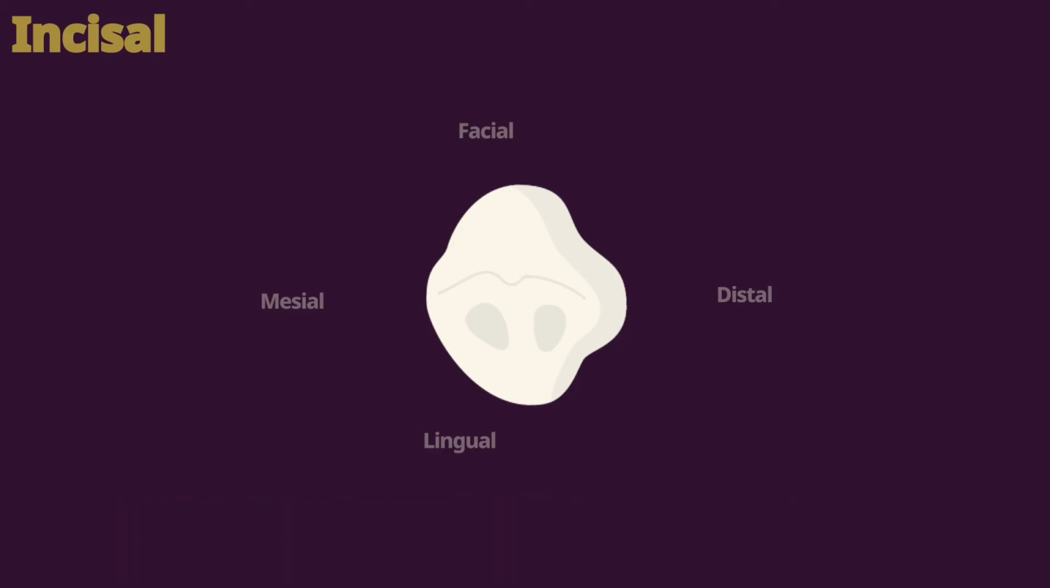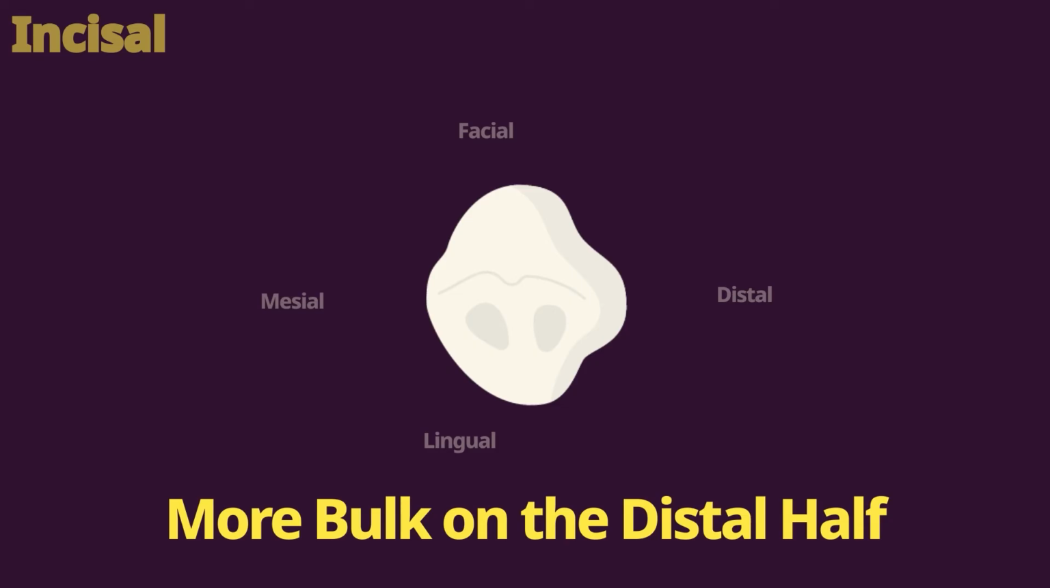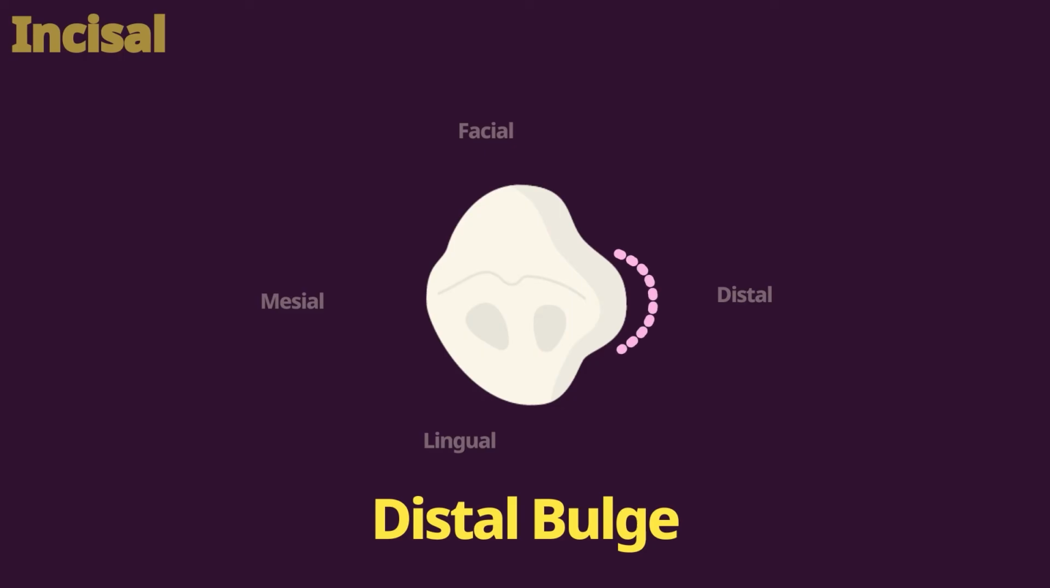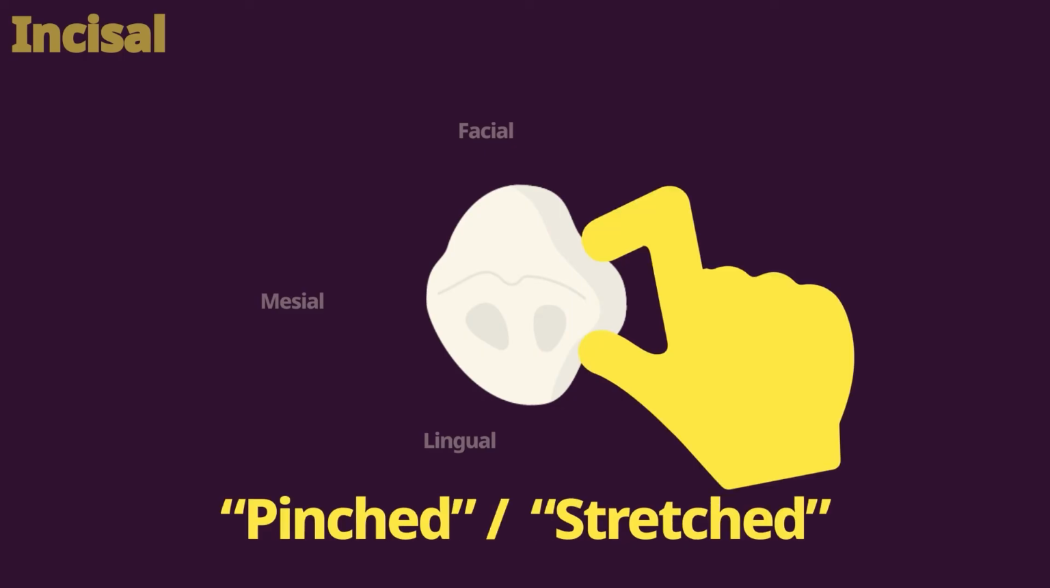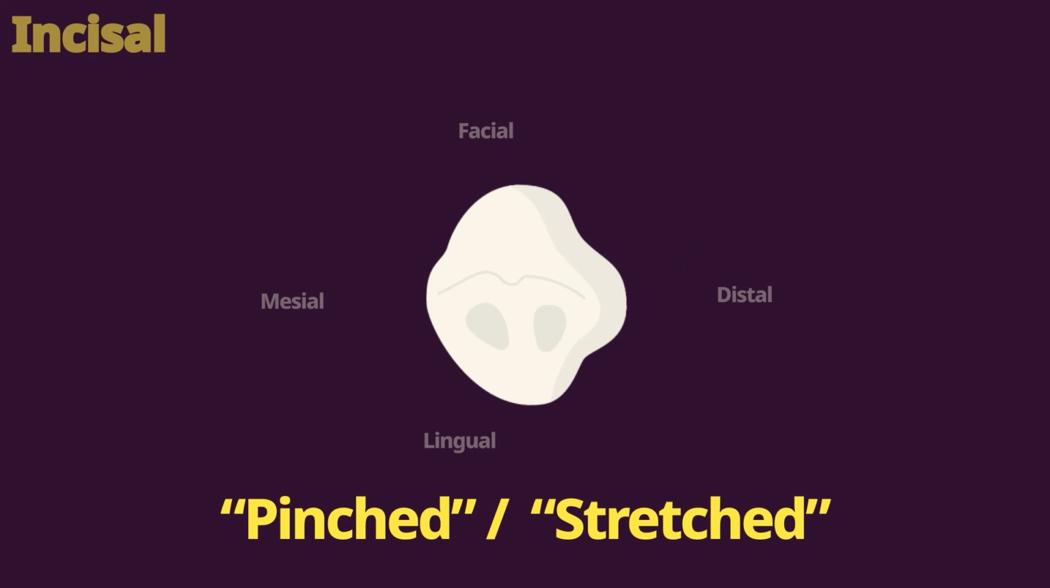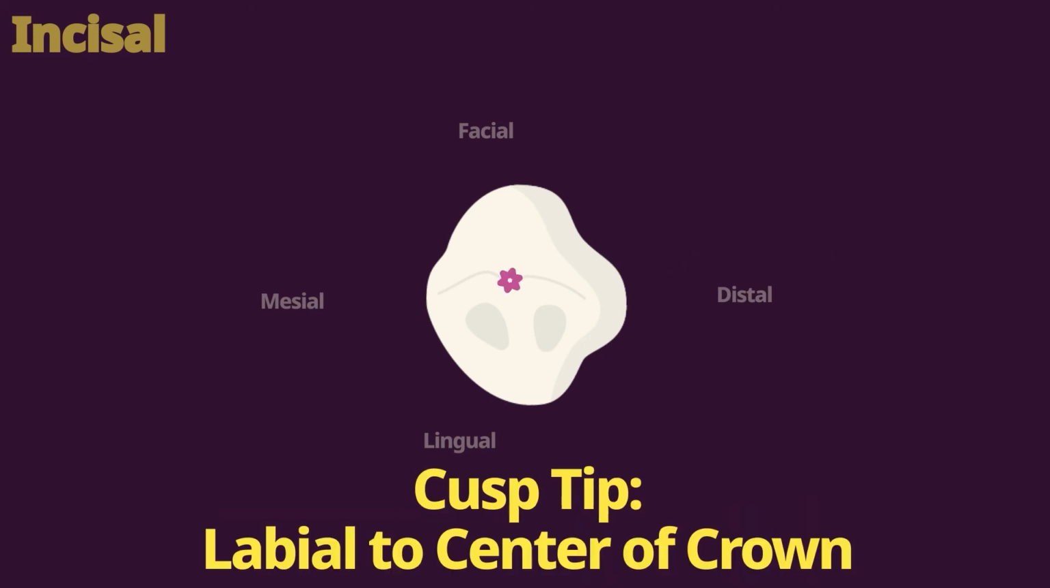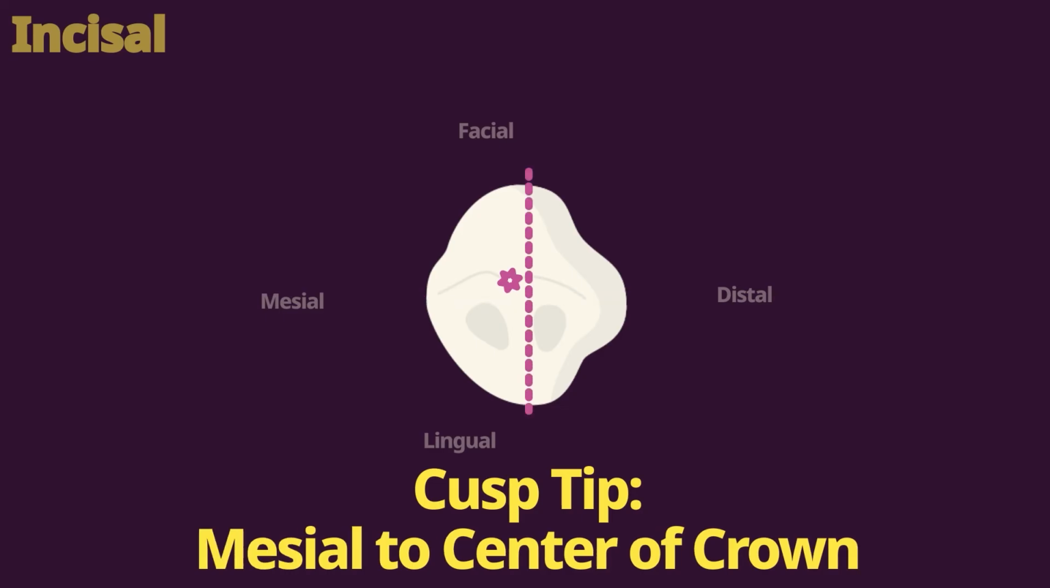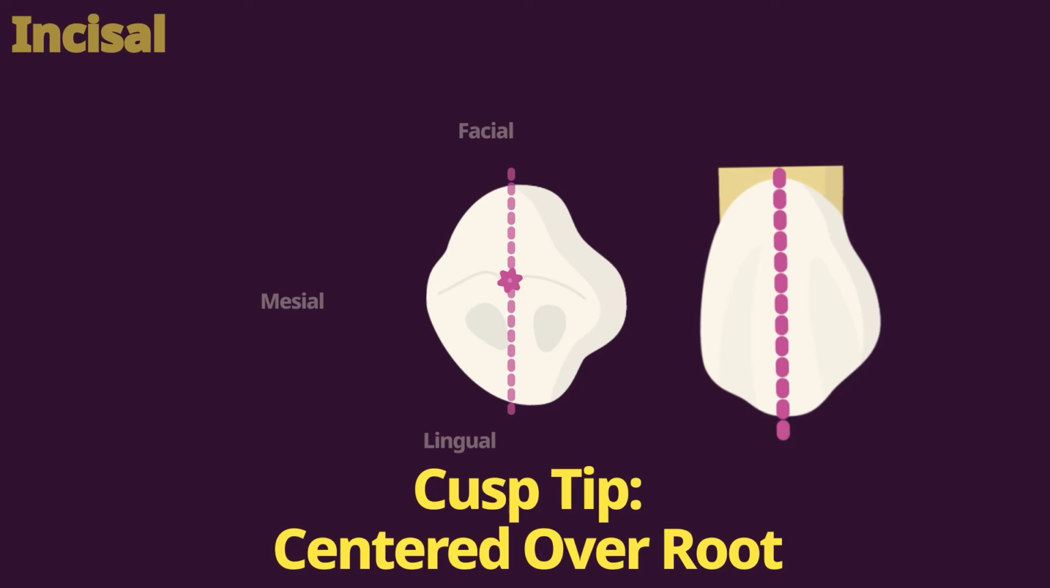The maxillary canine is much wider facial lingually compared to mesial distally, and it's the widest facial lingually of any anterior tooth. Looking at the tooth from the incisal, you can see that there is more bulk to the distal half of the crown compared to the mesial half. And that corresponds with that distal bulge. And from this view, it almost looks like a pinching or a stretching from the tooth to the distal contact. The cusp tip is labial to the center of the crown and mesial to the center of the crown. Now the cusp tip is centered with the root of the tooth, even though it's to the mesial of the crown because of that bulk to the distal.